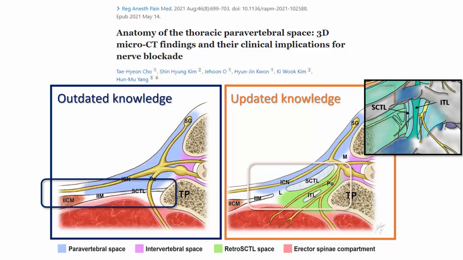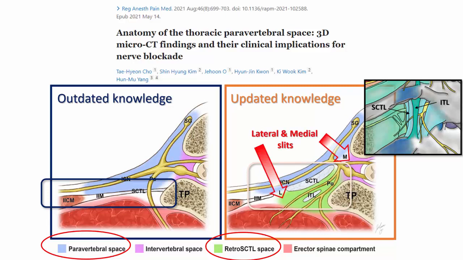Secondly, the SCTL divides this paravertebral space deep to the erector spinae muscle into two compartments, what Cho and colleagues have chosen to call the retro-SCTL space, shown in green, and the actual paravertebral space, shown in blue. These compartments communicate with each other through a lateral and medial slit on either side of the SCTL. The medial slit is the gap that transmits the dorsal ramus.